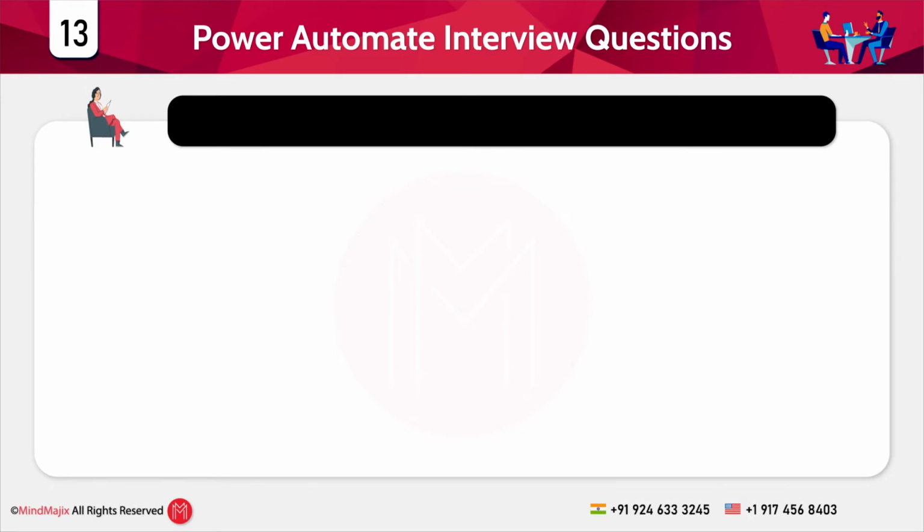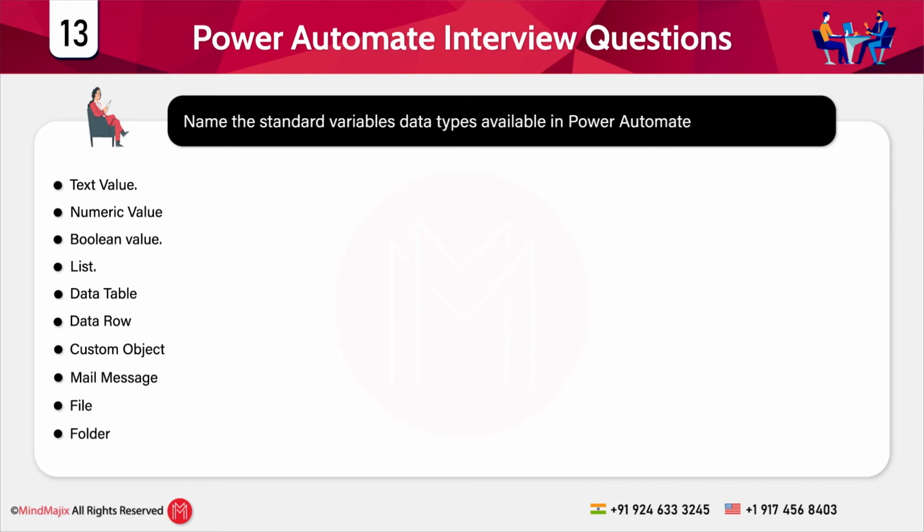So guys, the next question is, name the standard variable data types that are available in Power Automate. As you can see on the screen, these are the various variable data types such as text, numeric, boolean, list, data table, data row, custom object, mail message, file, and folder.